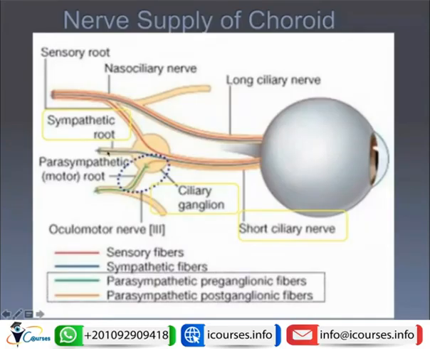The sympathetic root will pass to the ciliary ganglion. The ciliary ganglion is a parasympathetic ganglion, so the sympathetic root will not relay in the ciliary ganglion. Then as you can see here, this is the sympathetic, which is the blue one. So the blue one is continuous through the ciliary ganglion, and it will pass through the short ciliary nerves to supply the wall of the blood vessels of the choroid.